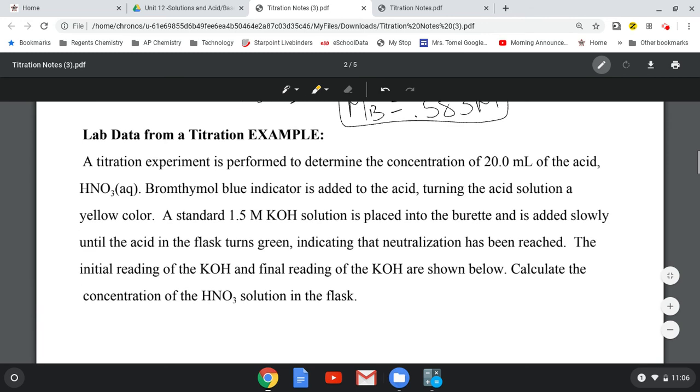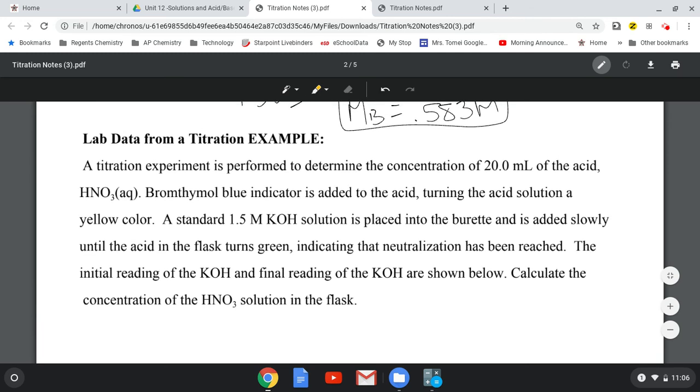The second example, though, is a titration experiment. So if we read through this, a titration experiment is performed to determine the concentration of 20 milliliters of acid, and specifically nitric acid. So we can see N equals 1 because there's only one hydrogen. Bromothymol blue indicator is added to the acid, turning the acid solution a yellow color. So if you look at Table M, it will give you all of the indicators, and it lets you know that anything below a pH of 6 for bromothymol blue will be yellow. Since nitric acid is an acid, we can assume its pH is fairly low.